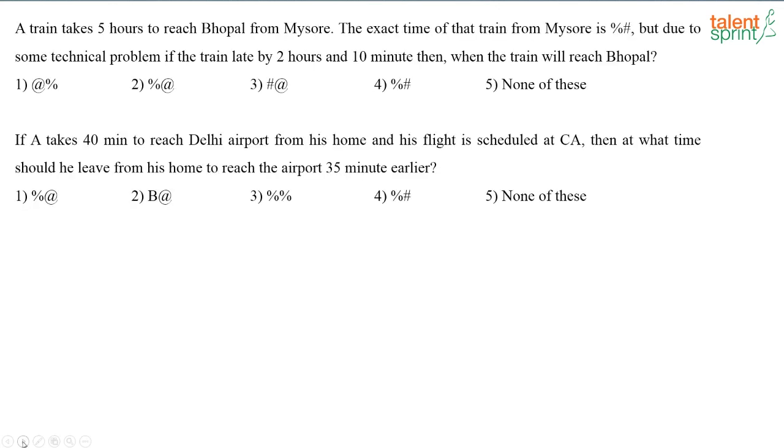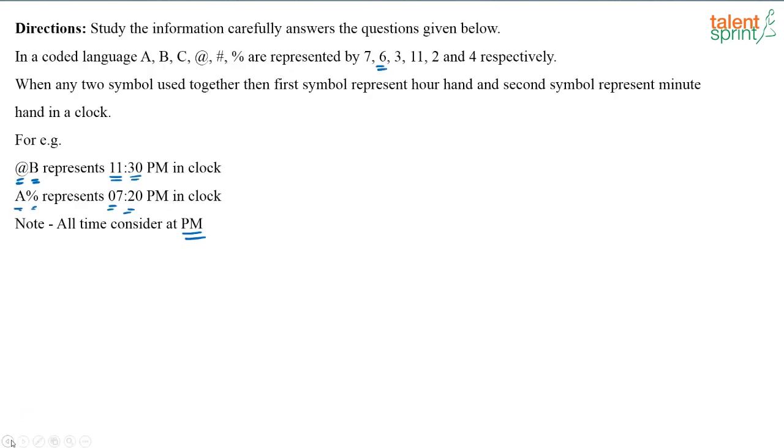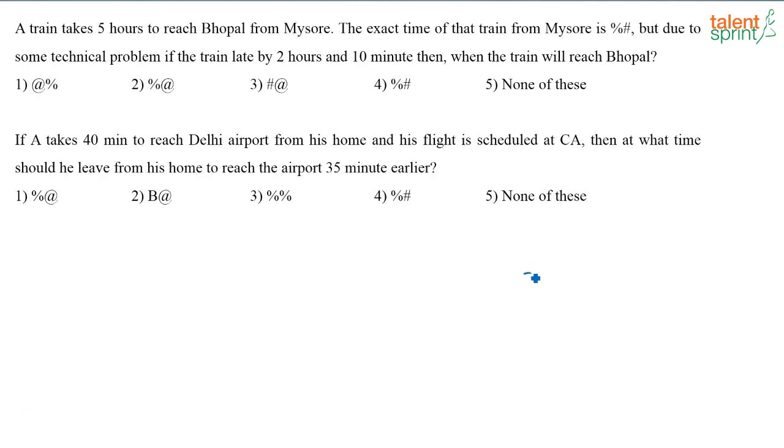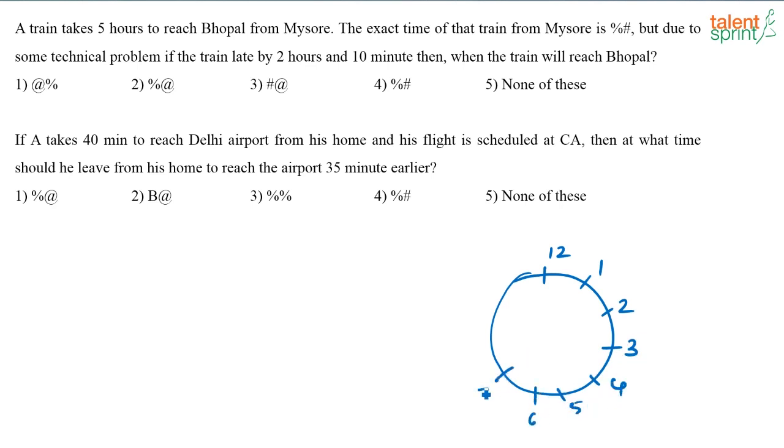So there are a few questions following that. So what are they saying? They are saying that in a coded language, let's say if you have a clock, so 12, 1, 2, 3, 4, 5, 6.